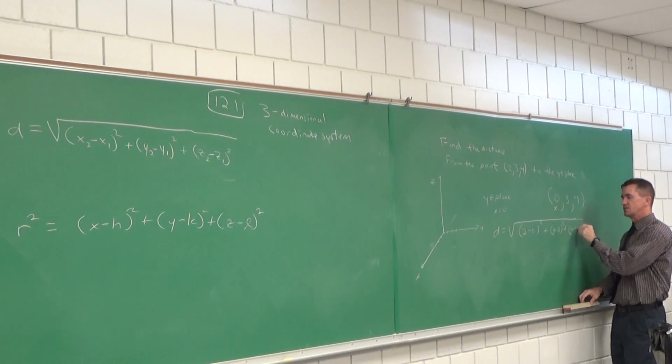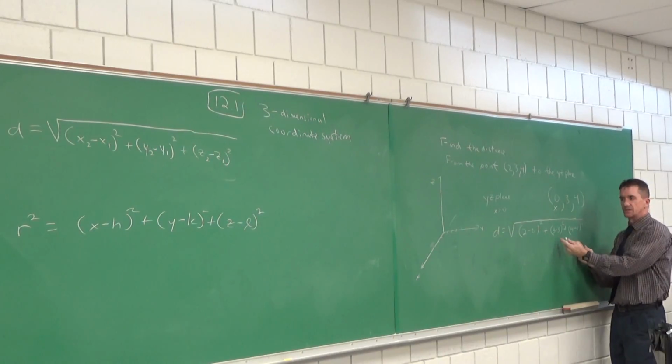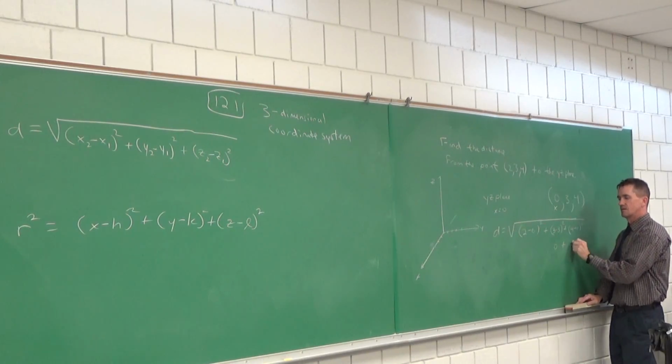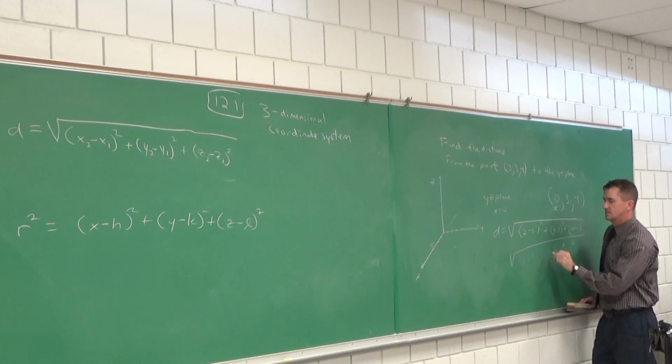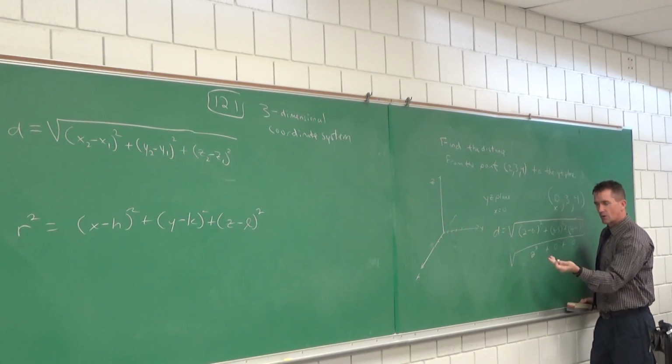Brilliant observation. You're telling me these are just going to be what? 0. Zeros. Now, what's the square root of 2 squared? 2. So our answer is just a what?